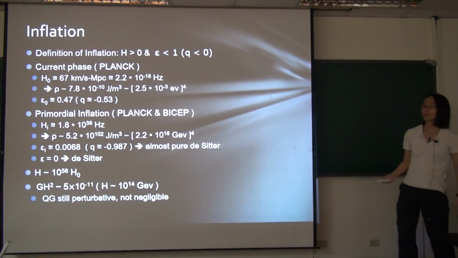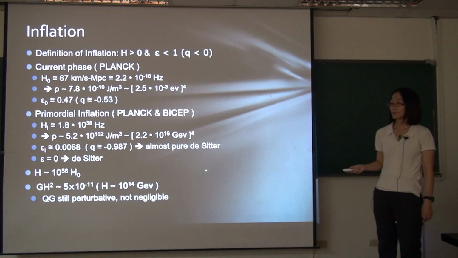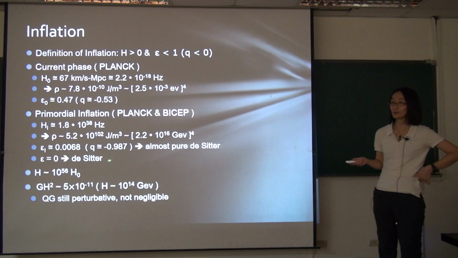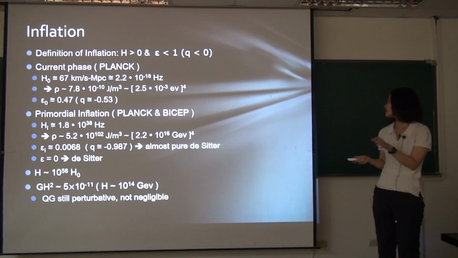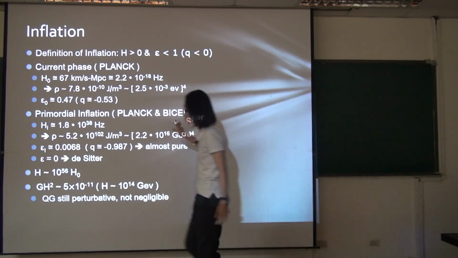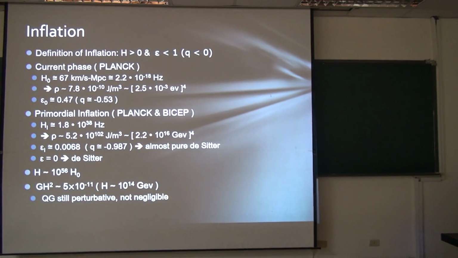Excuse me, is epsilon actually a measured number or a theory number? Actually it is not directly measured. It is inferred from the measured scalar power spectrum. We know the measured scalar power spectrum, and it takes the form of some number times GH squared divided by epsilon.